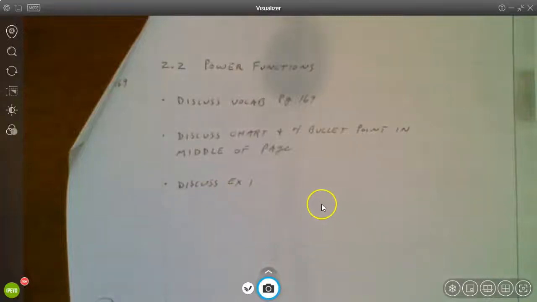Alright guys, here we go. Second lesson of chapter 2, getting into power functions, direct variation, inverse variation, all those fun things.